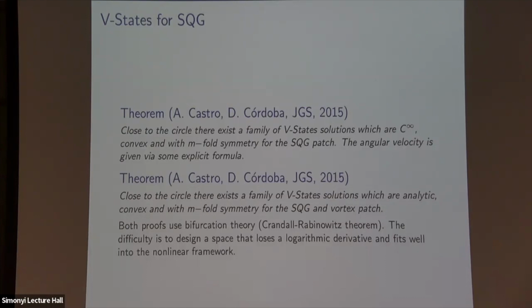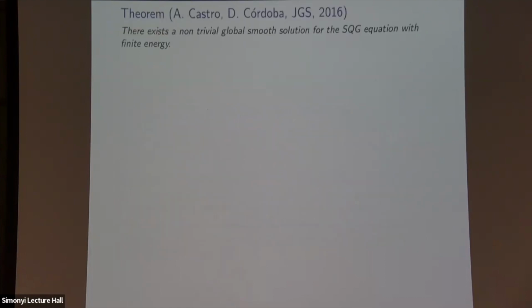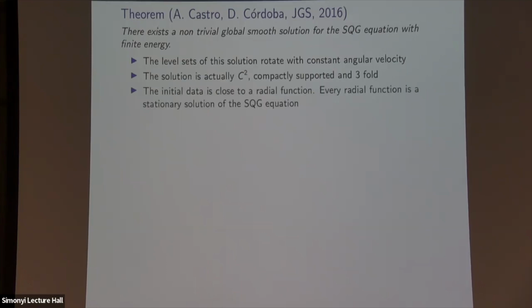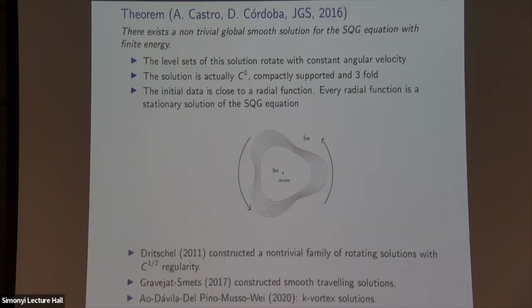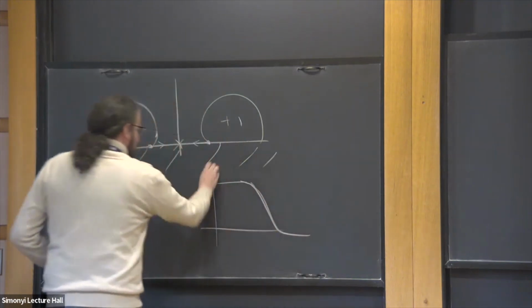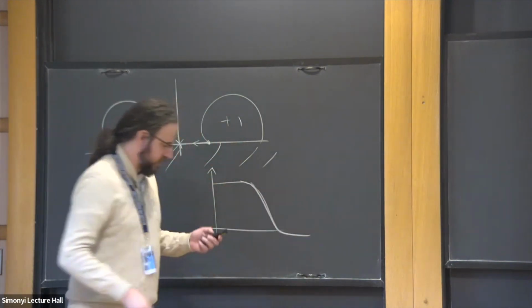Okay, so this is something that we did a couple of years ago, and we were able also to deal with the smooth case. So we were able to produce a non-trivial global smooth solution that had finite energy. So now every level set was rotating with constant angular velocity. The solution was C2, threefold, compactly supported, and the initial data was close to a radial function. This is a kind of a cartoon. We were taking a profile in radial coordinates that sort of looked like this. It was smooth. And then we were bifurcating from this radial function.